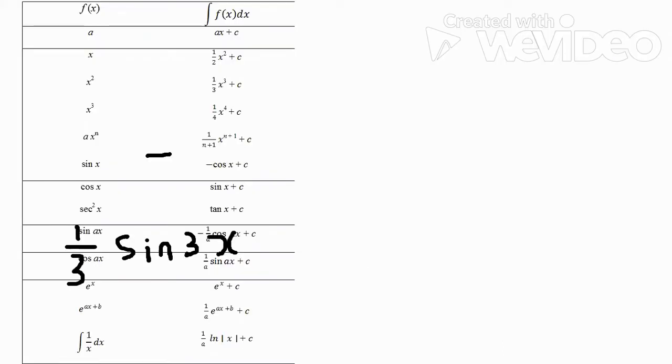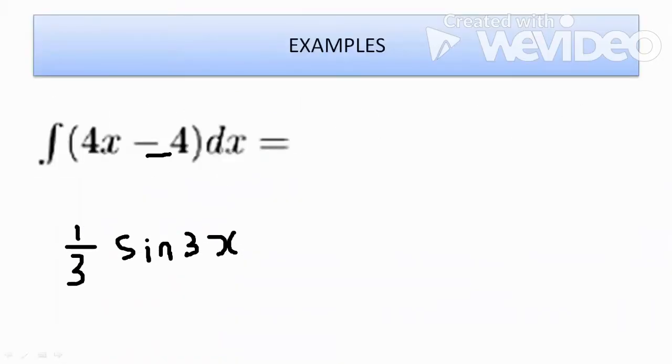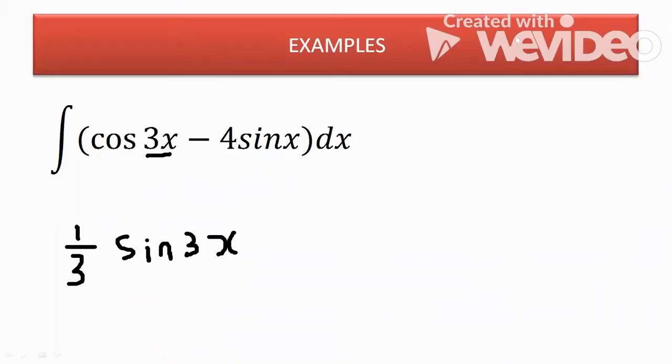If we integrate just sine x by itself, we get negative cos x. But the negative here and this negative will give us a positive, and the 4 is unchanged. So the answer is just 4 cos x plus c.